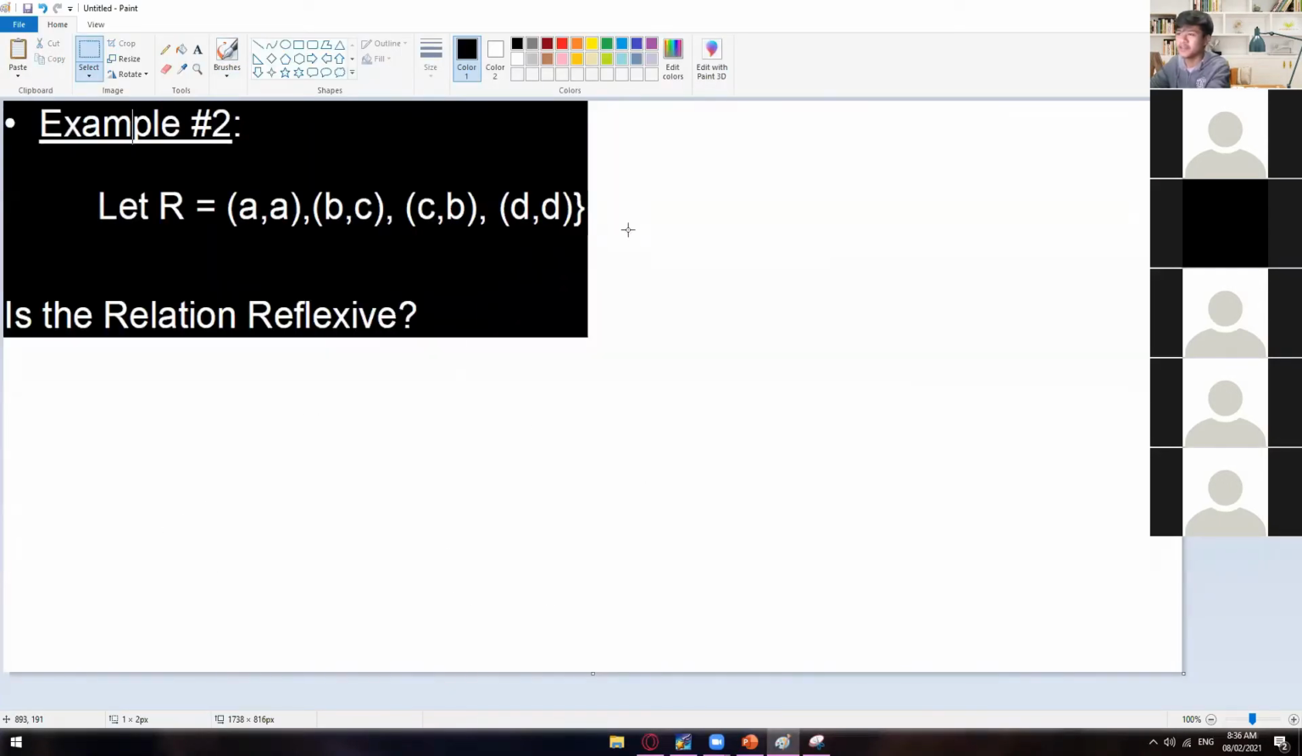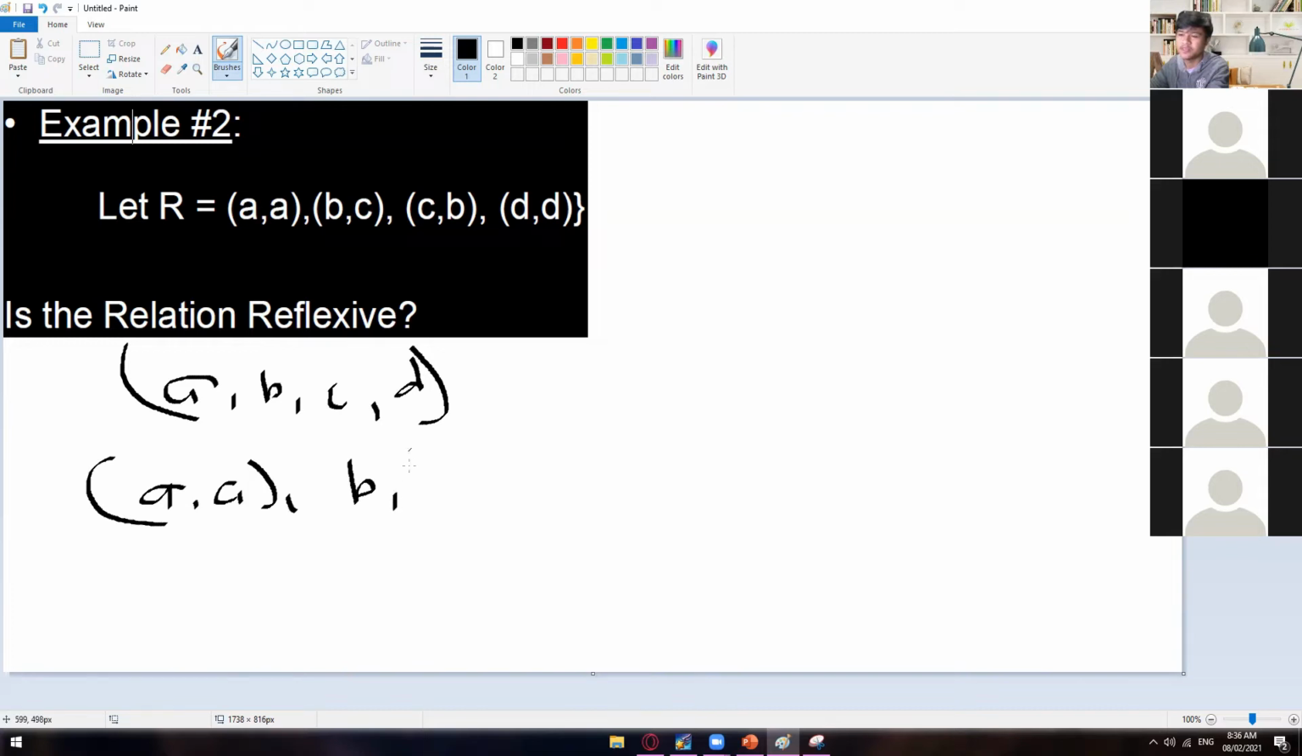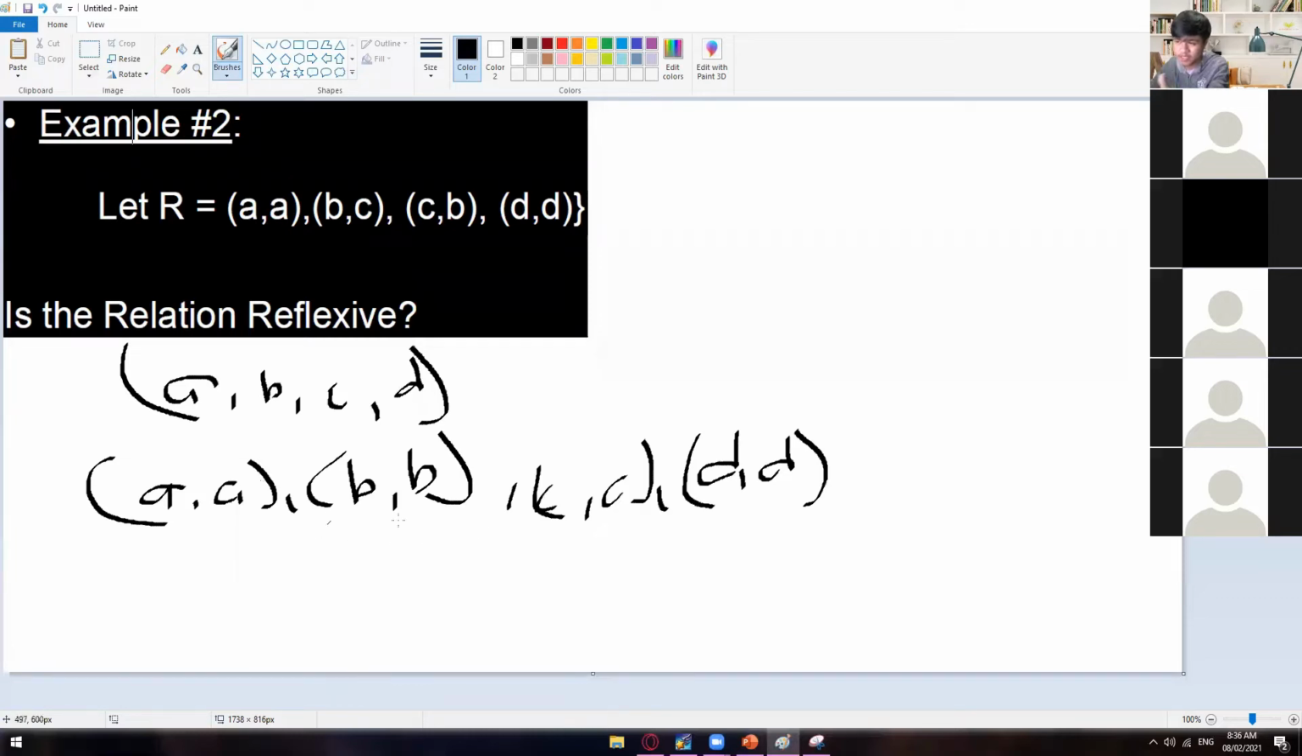So take note, we have here the elements A, B, C, and then D. For you to be able to see that this one is reflexive, we need AA, BB, CC, and then DD, right? Yes, sir. For us to say that this one is reflexive.